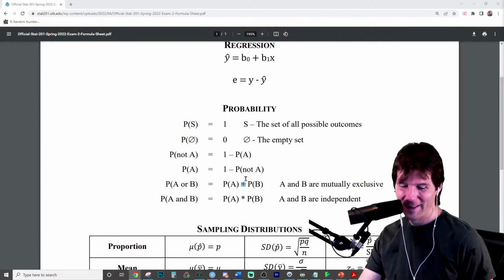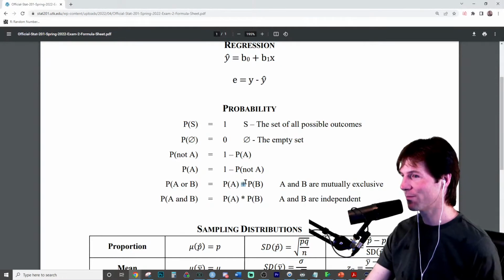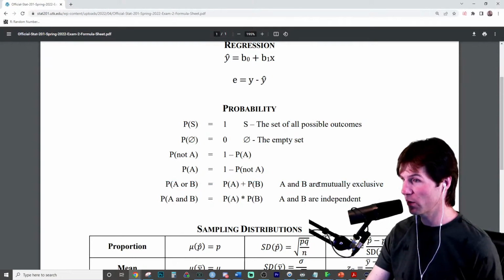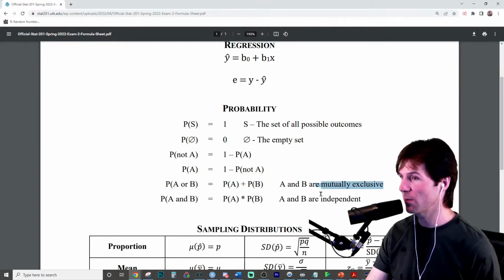Oh, no worries. This is called the addition rule, and they need to be disjoint or mutually exclusive. So mutually exclusive means the same as disjoint. So what do you think this rule is called down here? That rule on the bottom, which requires things to be independent.